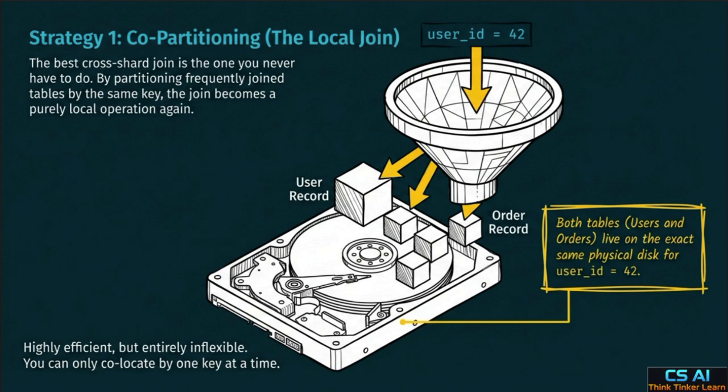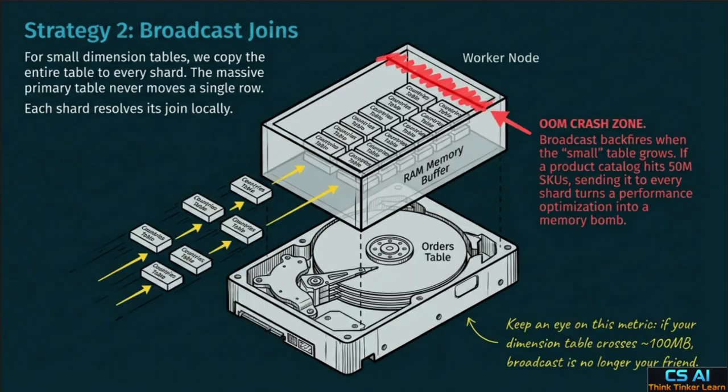Strategy 1, co-partitioning. The best cross-shard join is the one you never have to do. By partitioning your users and orders tables by the same key, like user_id, you ensure both records live on the same exact machine and the same physical disk. The join becomes a purely local operation. It's highly efficient, but keep in mind, it's inflexible. You can only co-locate by one key at a time.